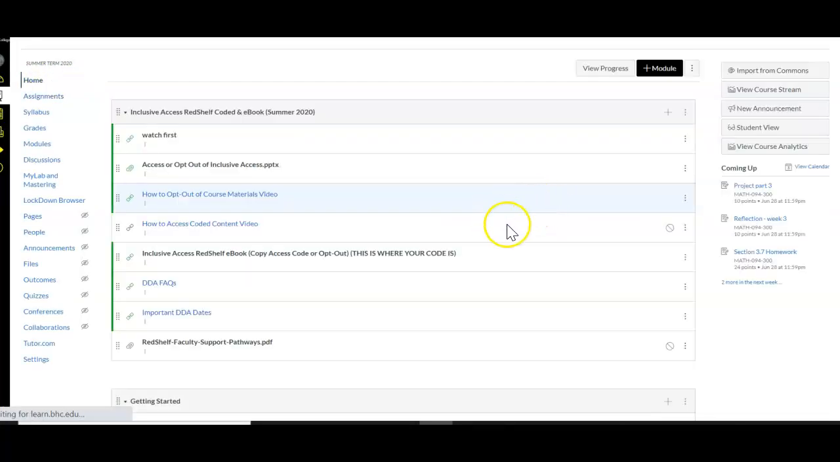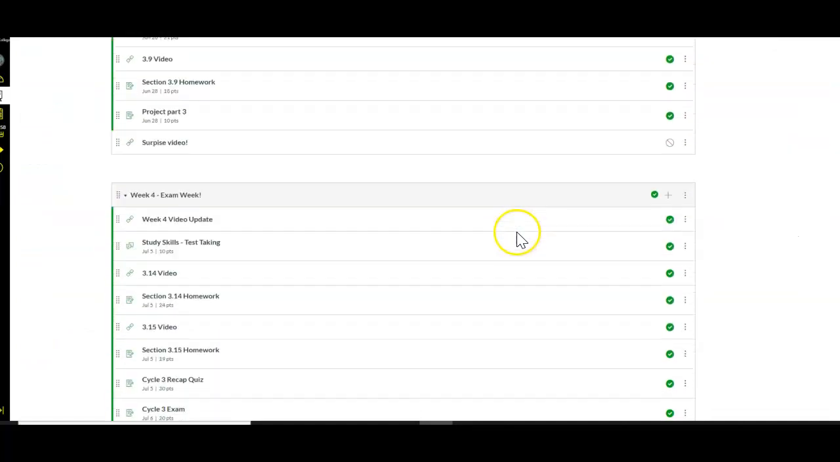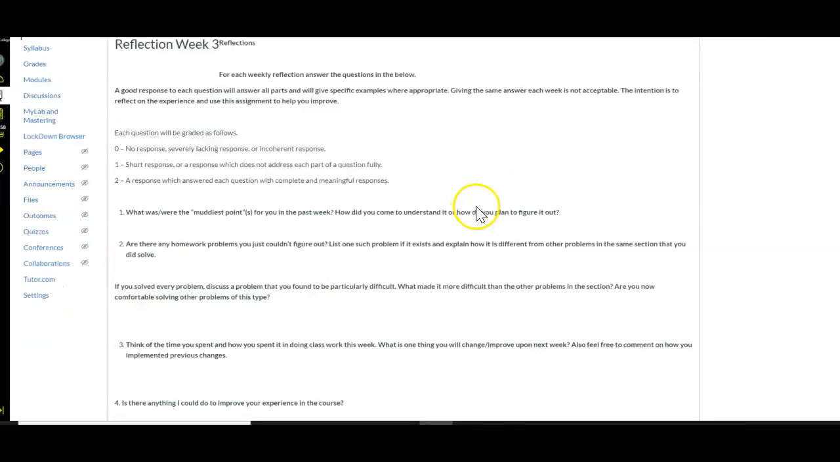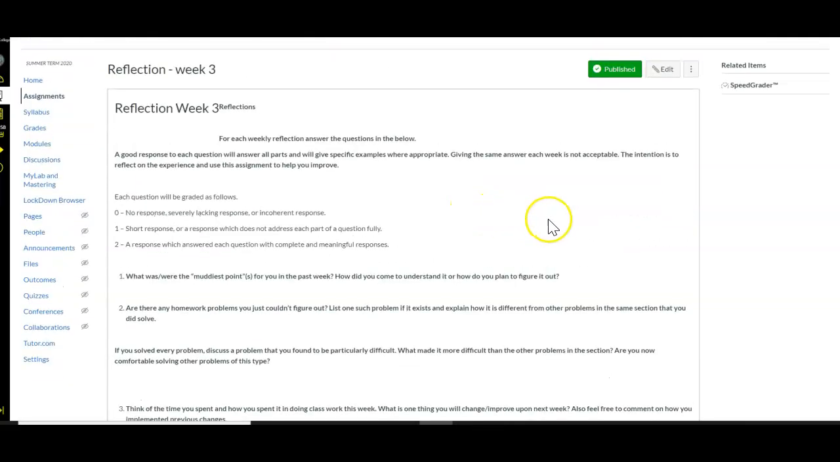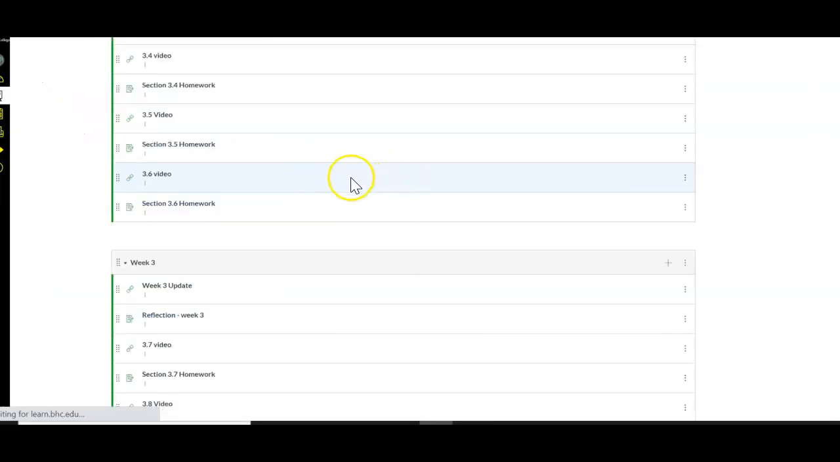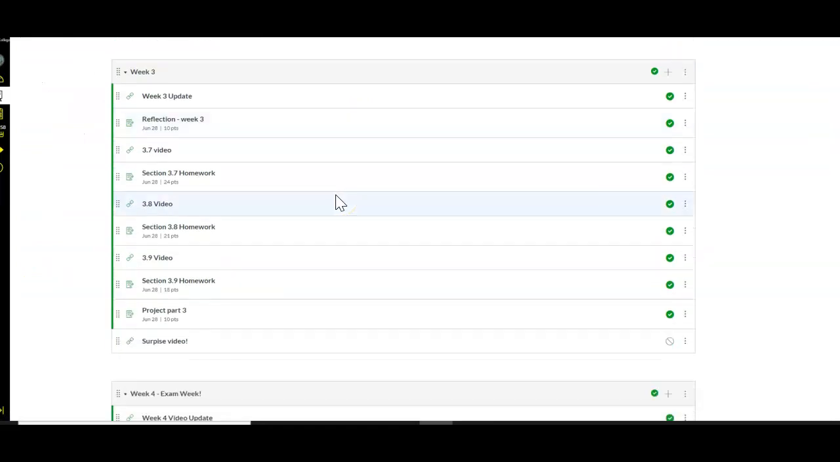Okay, now let's go ahead and talk about week 3. Week 3, you have a reflection assignment. This is a little written assignment, just kind of asking about how the class is going so far. You can respond to this right here in a text box. So that's one of the assignments. Then you have 3.7, 3.8, and 3.9 videos and homework.